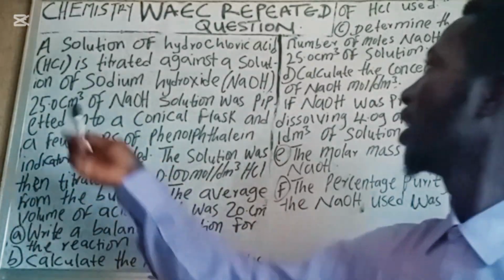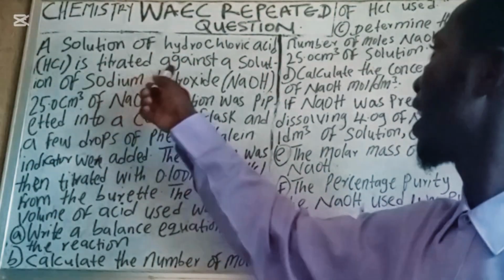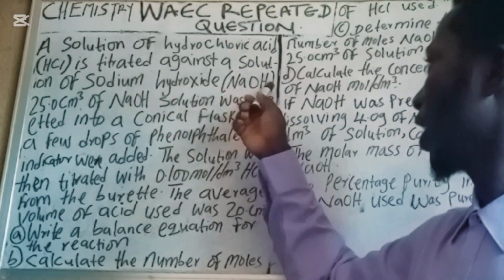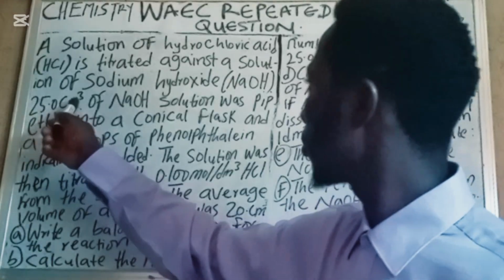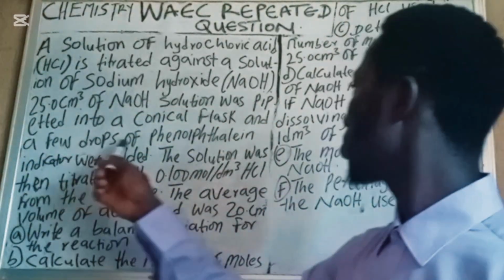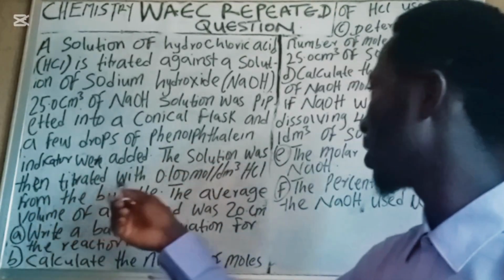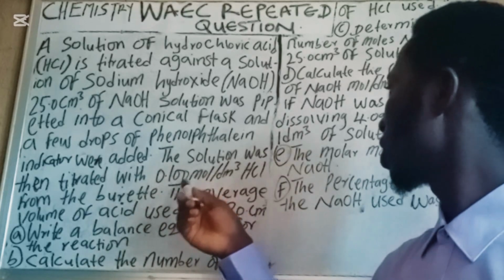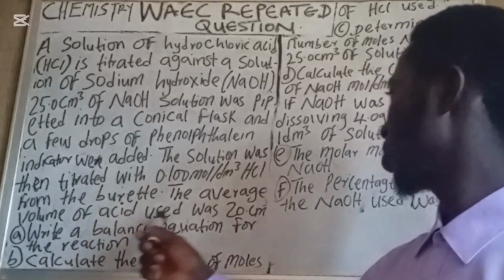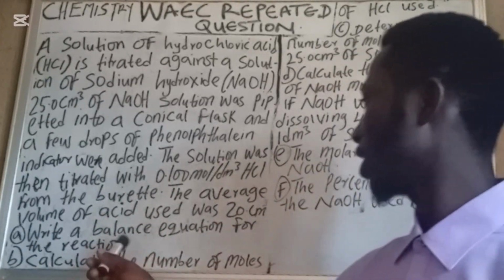The question says that a solution of hydrochloric acid, HCl, is titrated against a solution of sodium hydroxide, NaOH. 25 cm³ of sodium hydroxide solution was pipetted into a conical flask and a few drops of phenolphthalein indicator were added. The solution was then titrated with 0.100 mol/dm³ of hydrogen chloride. The average volume of acid used was 20 cm³. A. Write a balanced equation for the reaction.